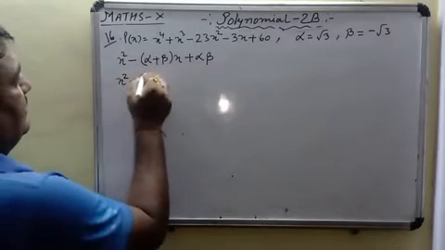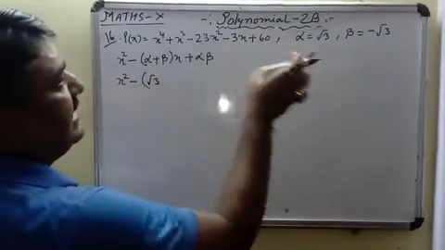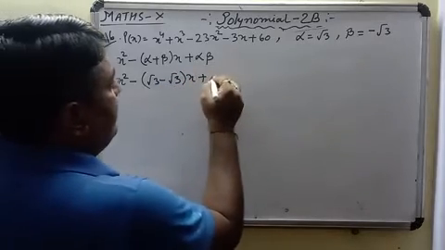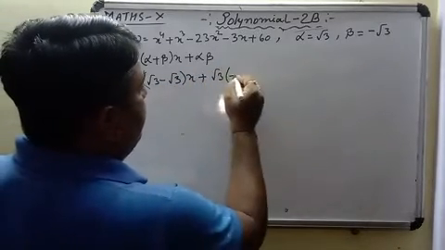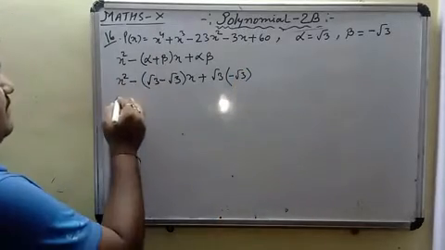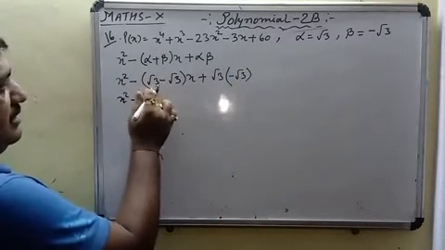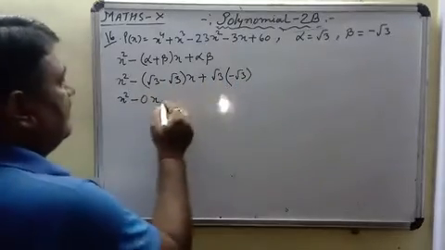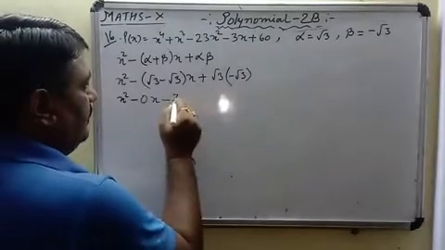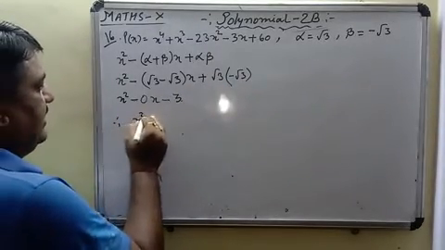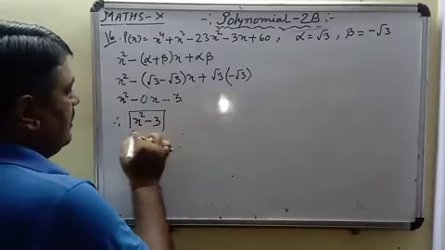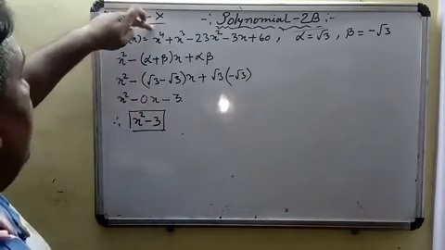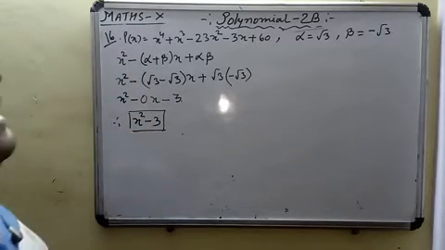X square minus alpha plus beta, that is √3 plus minus √3, x plus alpha into beta, that means √3 into minus √3. This will become x square minus 0 into x plus minus √3 into √3, only 3. Therefore the polynomial is x square minus 3. Now we are going to divide this polynomial with the help of x square minus 3.